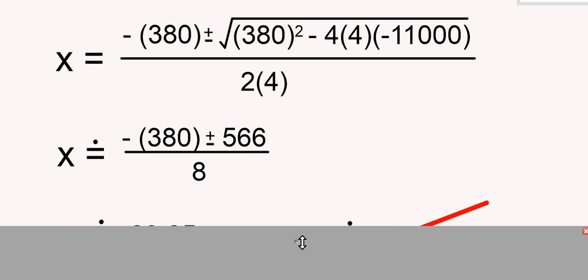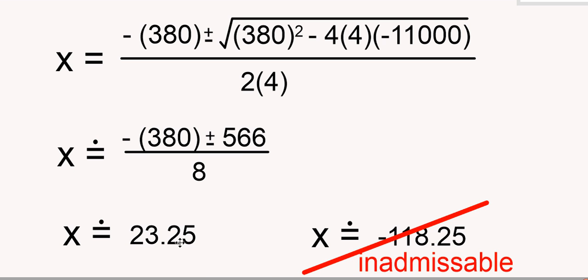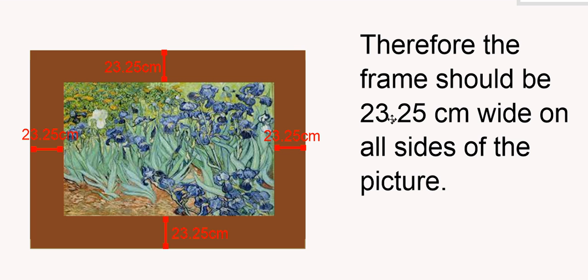And when I separate that into 2 pieces, I get that x is about 23.25 centimeters, or negative 118.25, and you can see I've already crossed that out as inadmissible. You don't measure in negatives, and you certainly don't measure negative 118 centimeters on a picture that's only 90 centimeters in length. So therefore, we know that the frame should be 23.25 centimeters wide on all sides of the picture. And here it is in my diagram with my lovely picture restored.